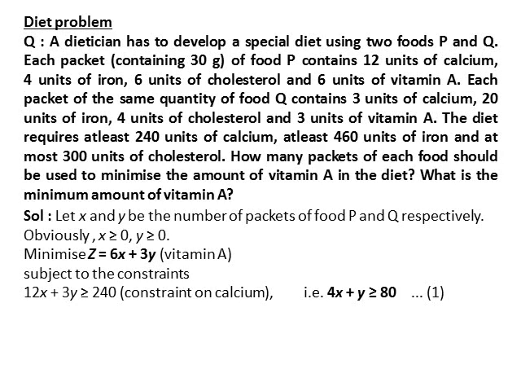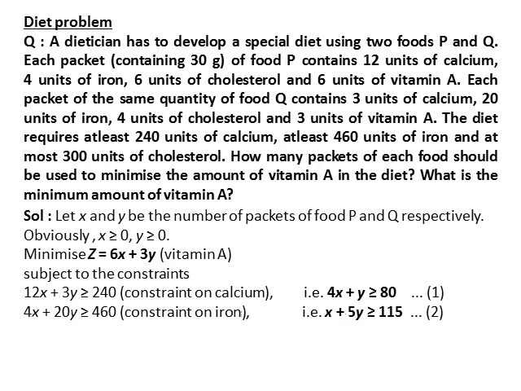Next, one packet of food P contains 4 units of iron. So x packets of food P contain 4x units of iron. Similarly, one packet of food Q contains 20 units of iron. So y packets of food Q contain 20y units of iron.